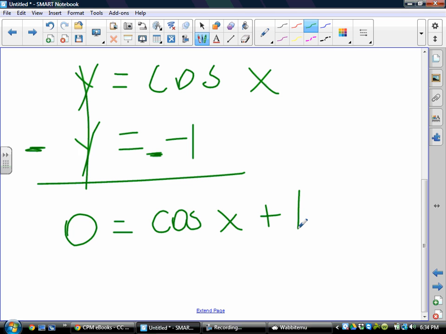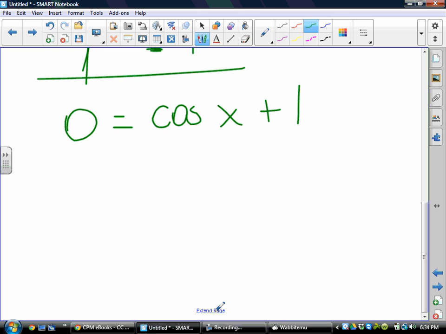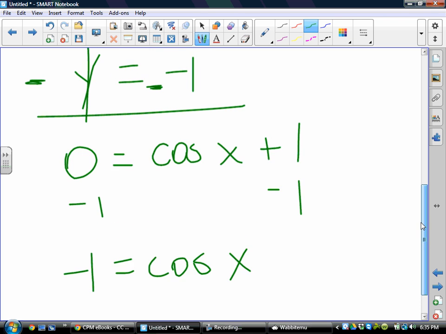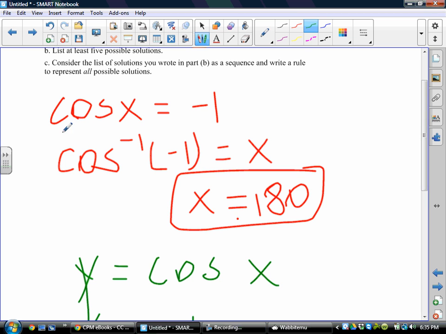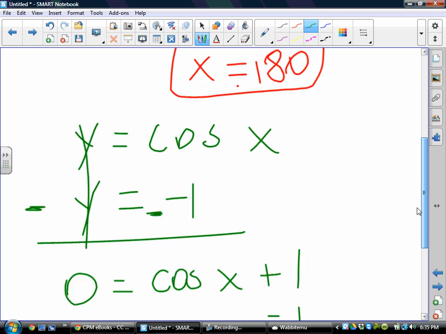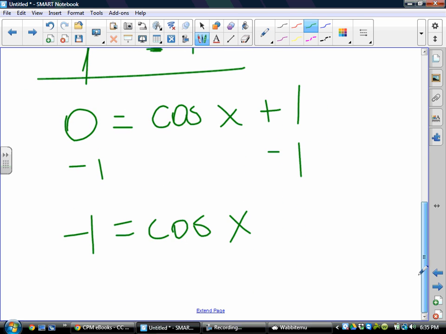Now we want to get our x on one side, so I would subtract 1. So -1 equals cosine of x. If we look back up, that is the exact equation we solved when we did substitution. So from there you would proceed doing the same things in red, just like we did with substitution. So this green is the elimination method. I end up getting the same thing. I'll still get x equals 180 if I solve this.